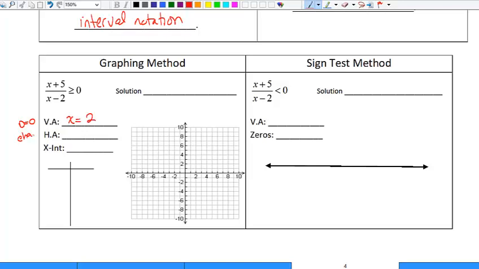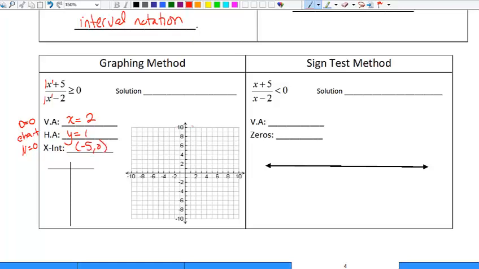The horizontal asymptote, that's the chart. That's where I compare the degree. Because the degrees are the same, I'm going to take the leading coefficient divided by the leading coefficient, and 1 divided by 1 is 1. The x-intercepts, so that's where I take the numerator and set the numerator equal to 0. So when I set x plus 5 equal to 0, I get negative 5.